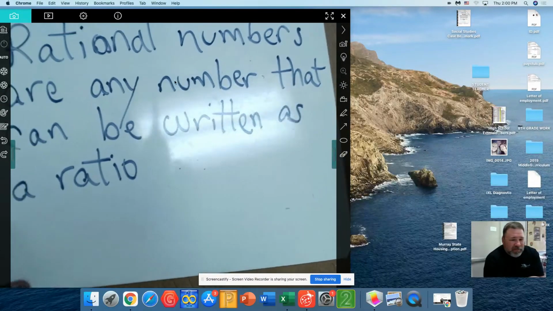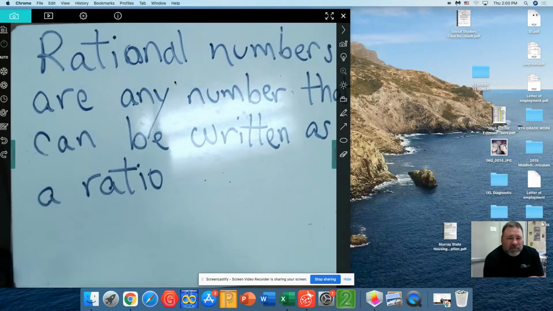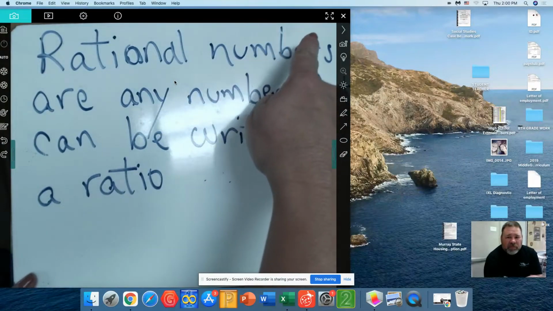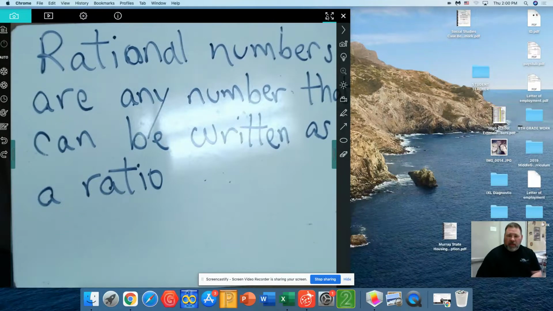Yes. So, first definition is, can you hit that little X up there? I think that makes it bigger.